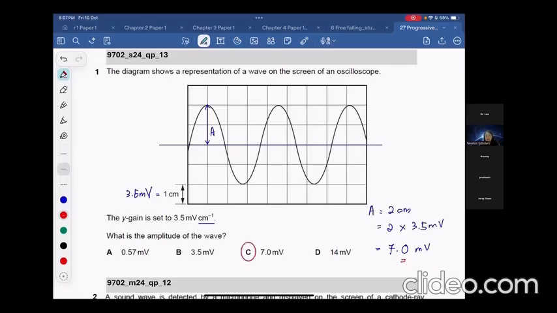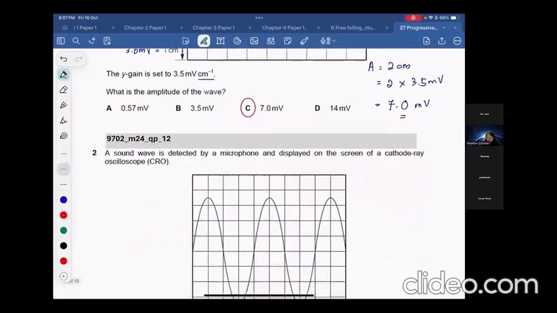Do you get the idea how we get the information from the oscilloscope? Yes or no? Give me reaction. Okay, Prasan says yes. Okay, Wesley yes. Okay, then we try with number 2.